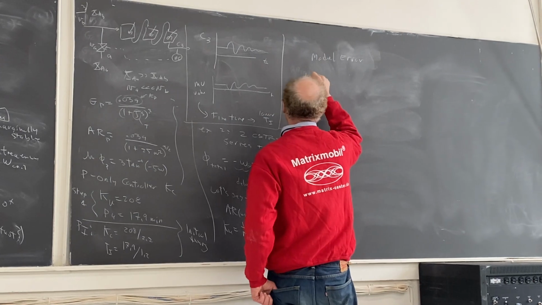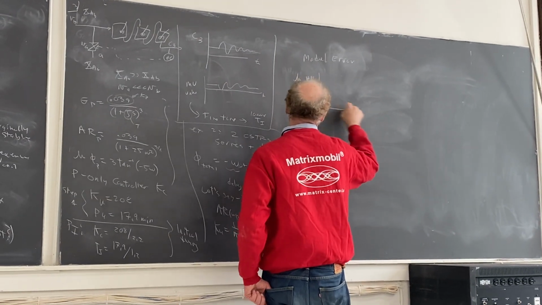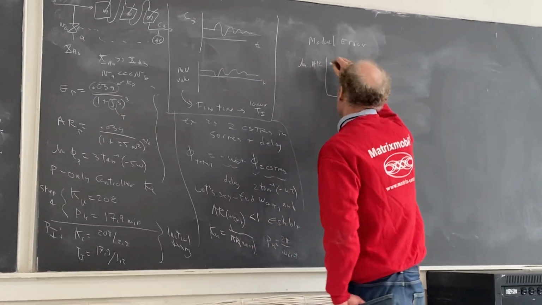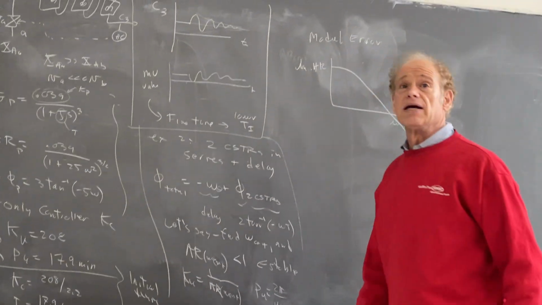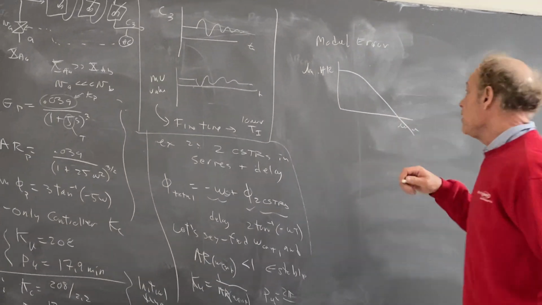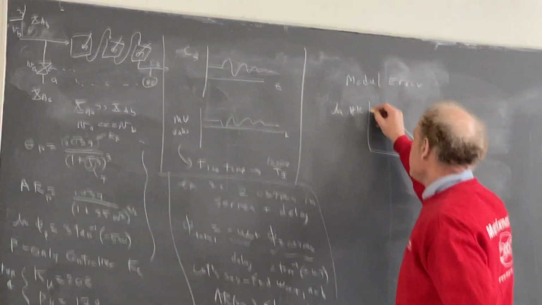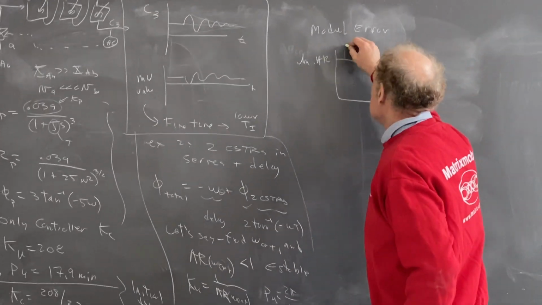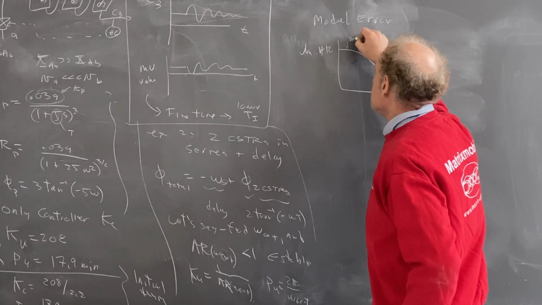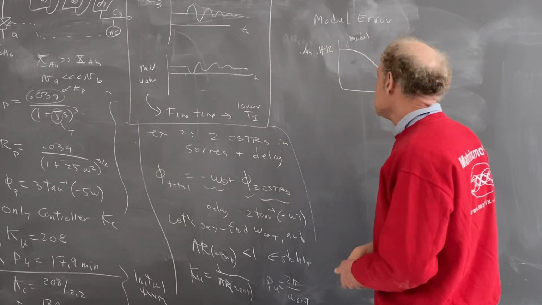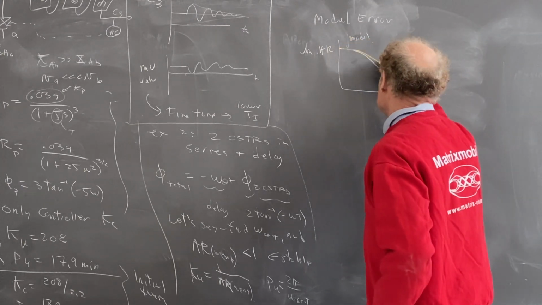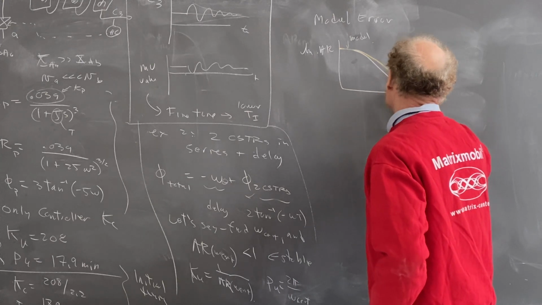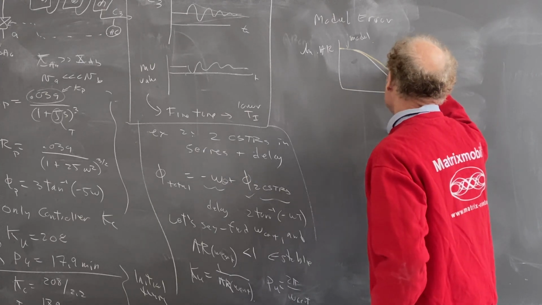So let's say I have a log of the amplitude ratio versus a log of omega. And then the model looks something like this. And let's assume that the model is real. So this is the model. But the true system looks something more like this. The real system.